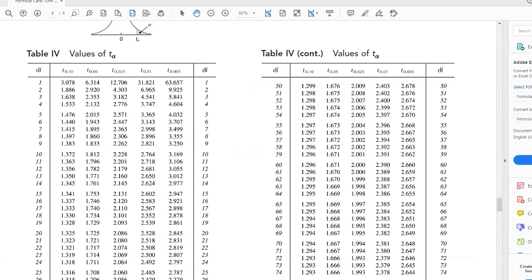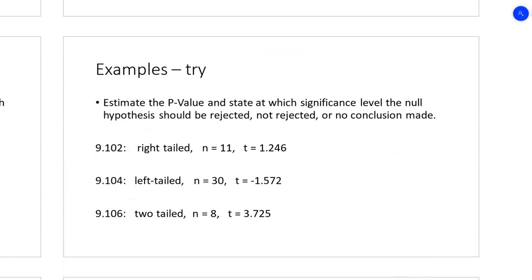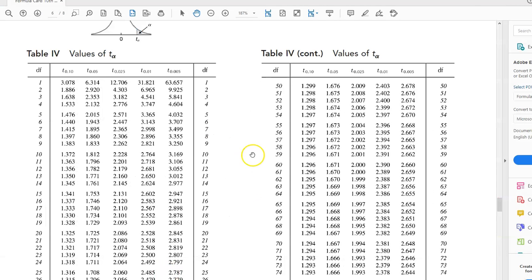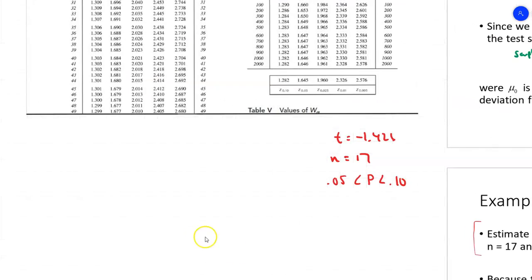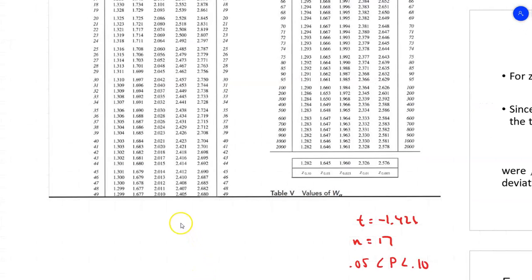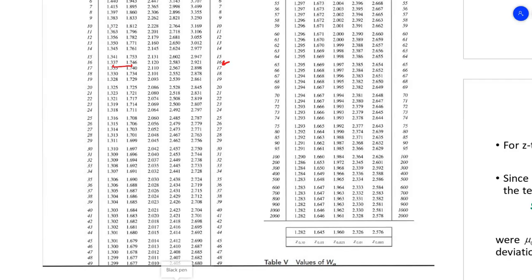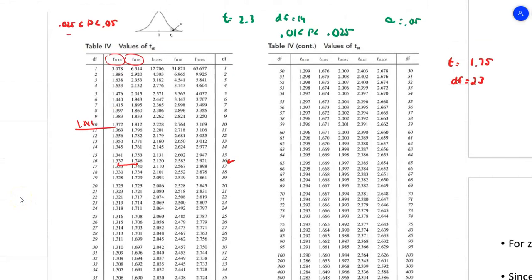So I come over here. How many degrees of freedom? 10 degrees of freedom. And 1.246. 1.246 is really way out there, right? It's to the left of 1.372. If I switch this over here, 1.246 with 10 degrees of freedom is out here somewhere, right? 1.246 is well below, which means that that p-value must be bigger than 0.10.